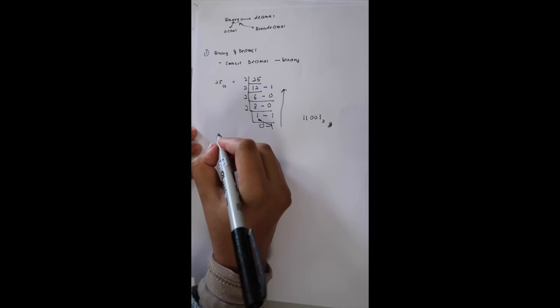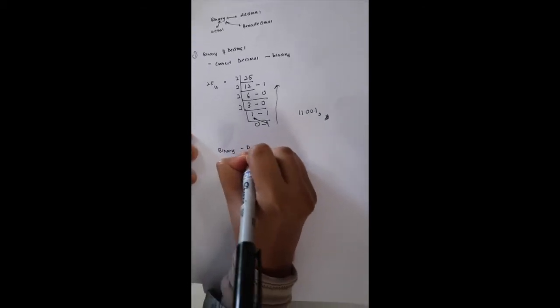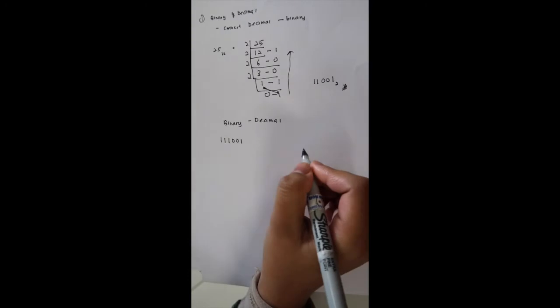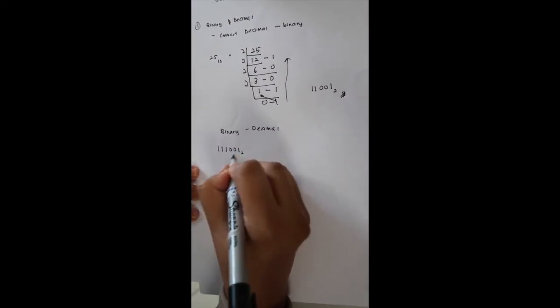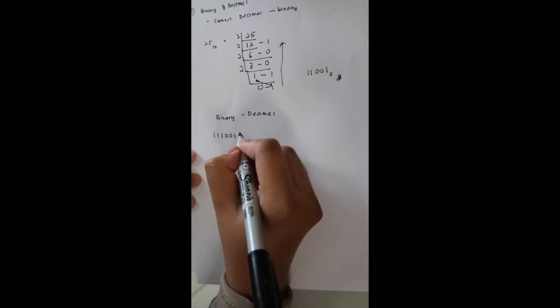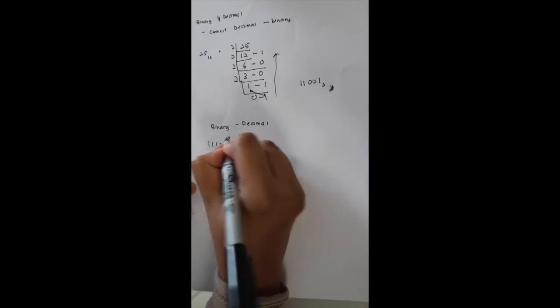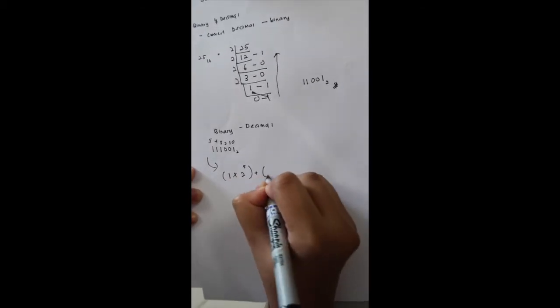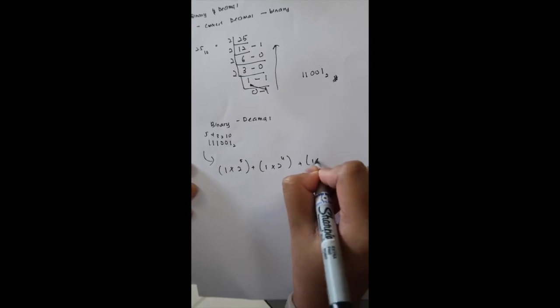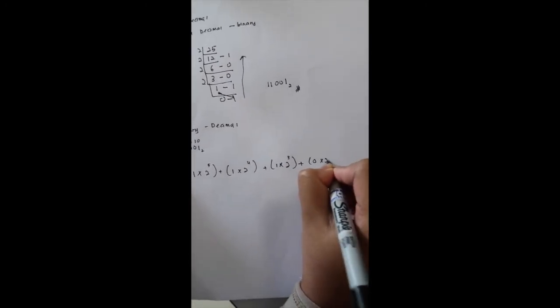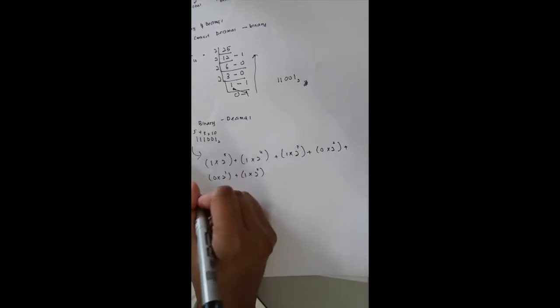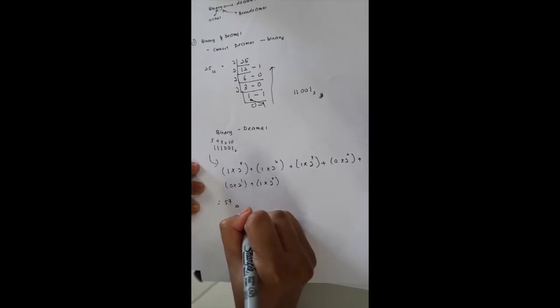Okay. Second, binary to decimal. For example, 111001. First step, we need to multiply with weight or position. So 0 1 2 3 4 5. So it will be... after that we need to add all these numbers. So we get 57 base 10.